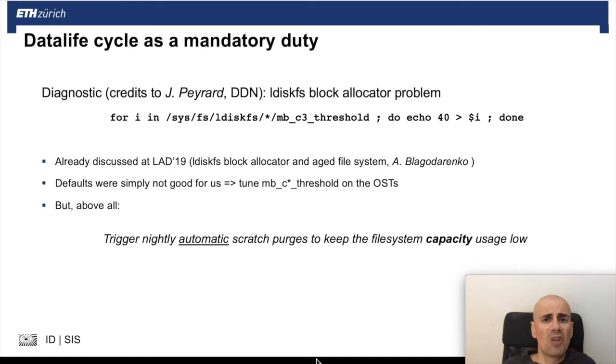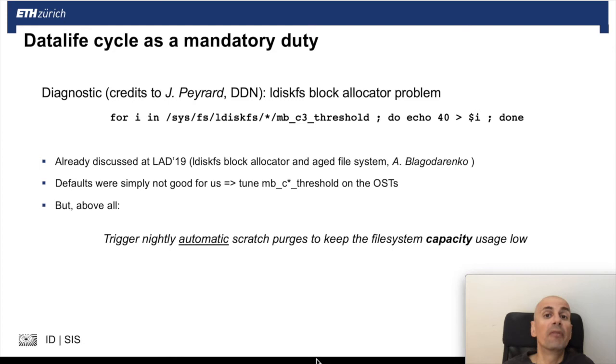So we tune with this ridiculous value, which is 40, which was obviously going to trigger this algorithm for allocation of new LDiskFS blocks immediately. What this algorithm says is, don't try to look for the perfect fit for the write I'm trying to do. Please give me available LDiskFS blocks as soon as possible. Give me whatever you have. I don't care about fragmentation. Obviously, this recovers most of the performance almost immediately.